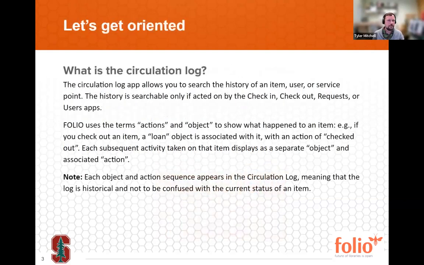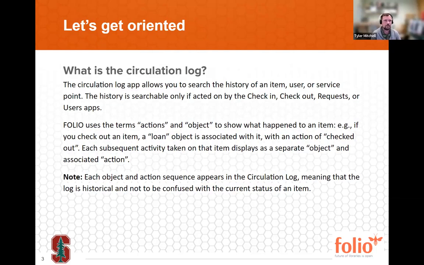All right, so what is the circulation log exactly? As I said earlier, this is an exciting feature of FOLIO and requires a little bit of resetting of your mind and how you might think of the log. But it's essentially a history of actions that are performed either with an item, a user, or a service point. And importantly, these actions have to be performed in certain apps in order to appear on the circulation log. So it's only for things that are in the check-in and checkout, request, or user apps that will appear on the circulation log.